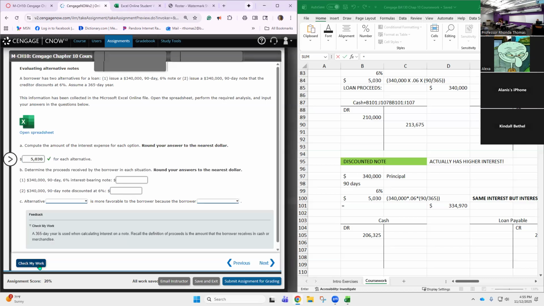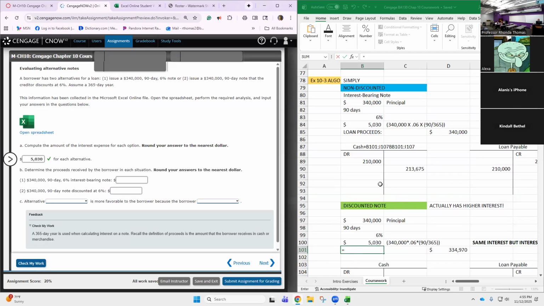Everybody got that? You say, well, what the heck difference is it? Here's what the difference is. When you get the loan proceeds, where is that coming from?